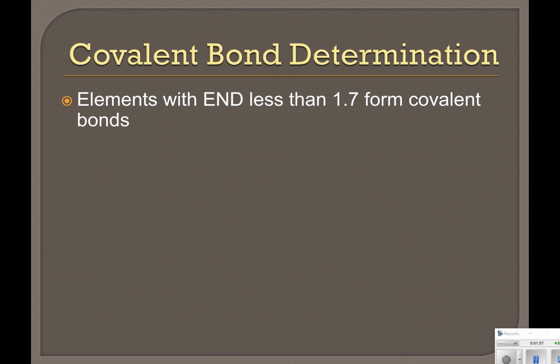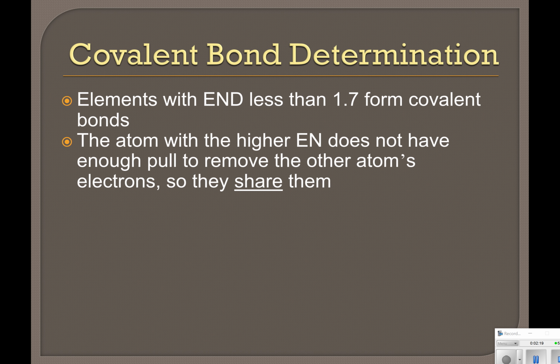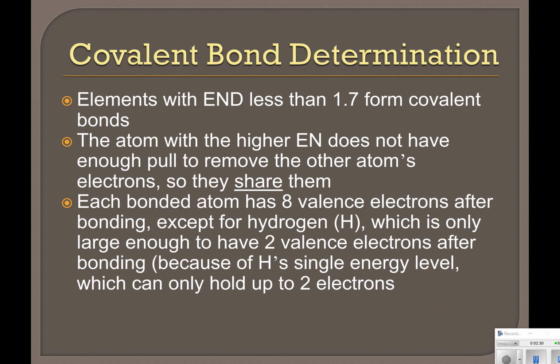Now, in order to determine if a bond between two atoms is covalent, we're going to have to look at the electronegativity difference, just like we did with ionic bonding. Remember, the electronegativity difference with ionic bonding was higher than 1.7, and for covalent bonding, the electronegativity difference is going to be less than 1.7 to form covalent bonds. And in this scenario, the atom that has the higher electronegativity doesn't have quite the pull that it needs to actually remove the other atom's electrons. So instead, they share them.